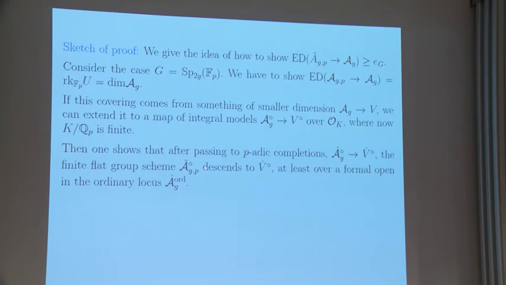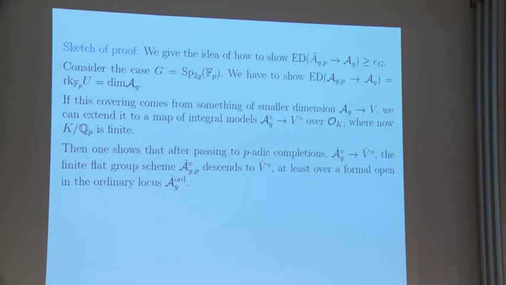So now we're working integrally, right? Before I had this AGP twiddle without the circle, it was this FP local system whose monodromy was the symplectic group, SP2G(FP). But now I put a circle there, which means that in characteristic P, it doesn't extend as an étale local system, but it extends as a finite flat group scheme. And what you show is that you can choose this V hat 0 so that this descends to V hat 0, at least on some formal open in the ordinary locus of this guy.